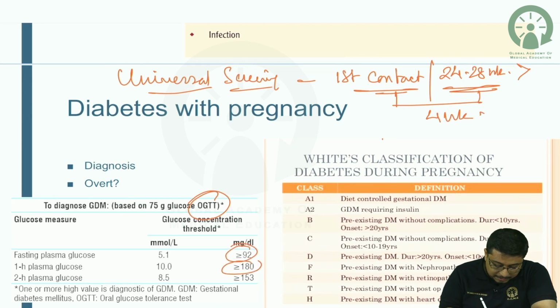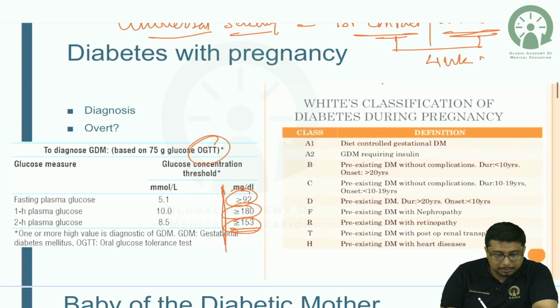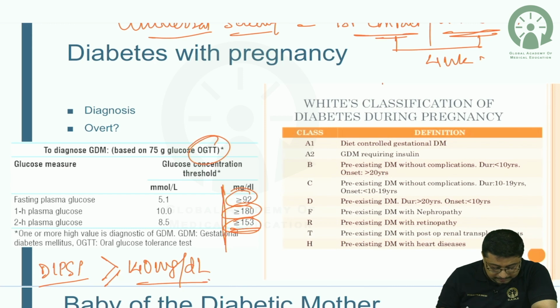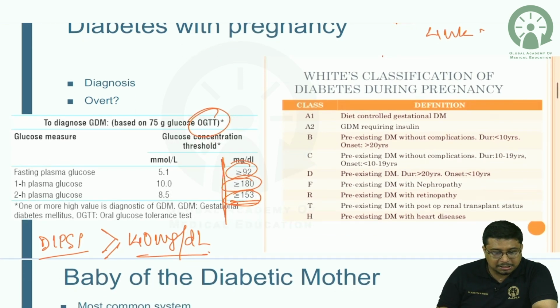Okay. So this is the Western guideline of OGTT, which is not recommended by the Government of India. Fasting is 92, first hour is 180, and 2-hour plasma glucose is 153. But the Government of India recommends a test called DIPSI that doesn't account for fasting, and if DIPSI is more than or equal to 140 milligram per deciliter, then we call this gestational diabetes.